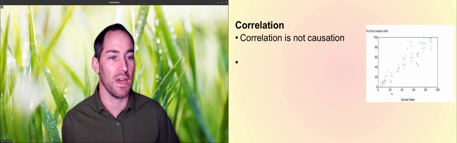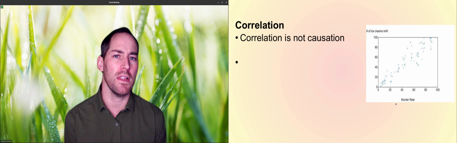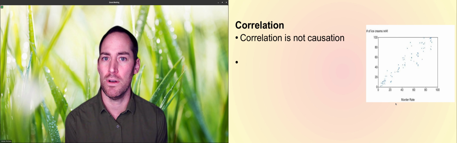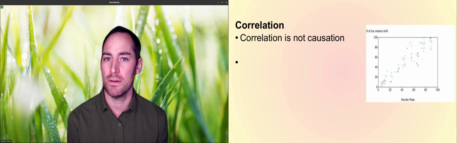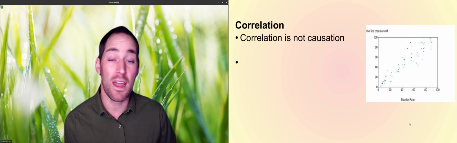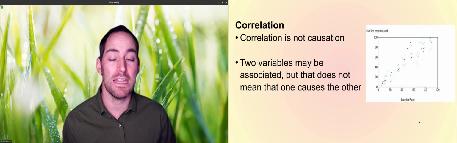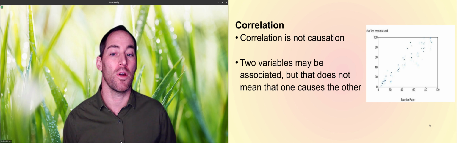Well, it turns out there is. When you have more ice cream sold, you also have more murders. When you have very few ice cream sold, you also have fewer murders. So is selling ice cream causing murder? Is murder causing ice cream sales to go up? No, obviously not. That would be absolutely ridiculous. But they are related variables. Or another way to say this is they are correlated or they are associated.